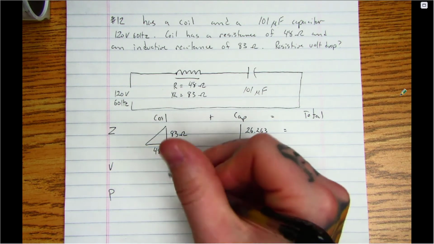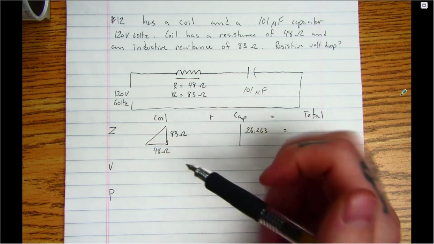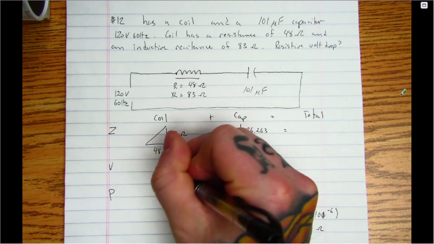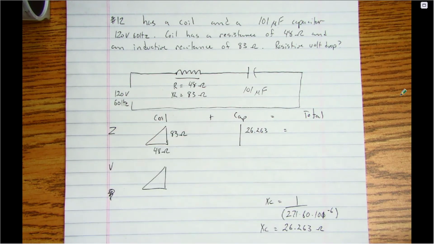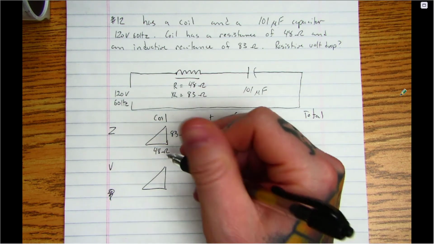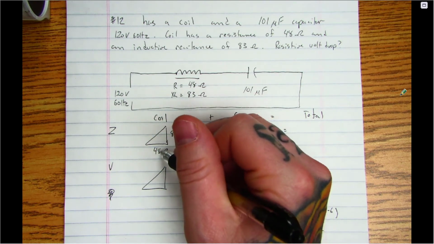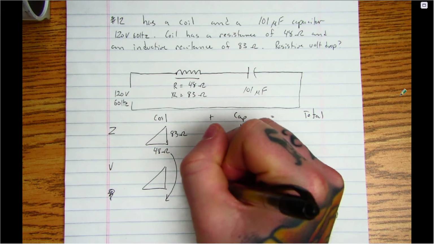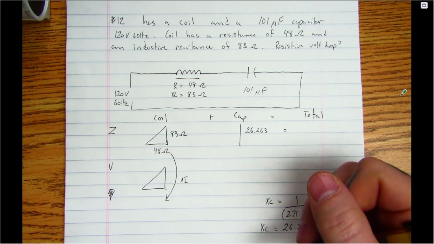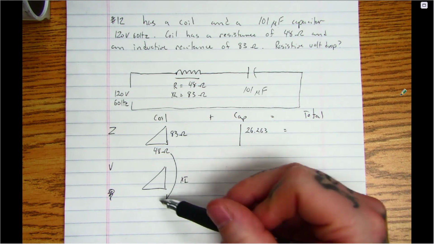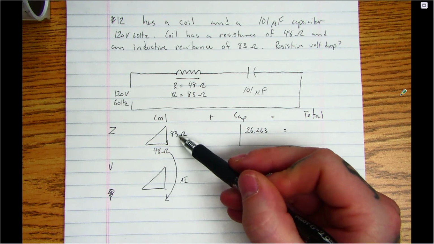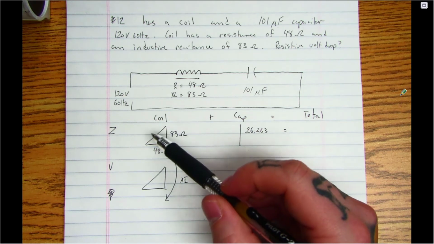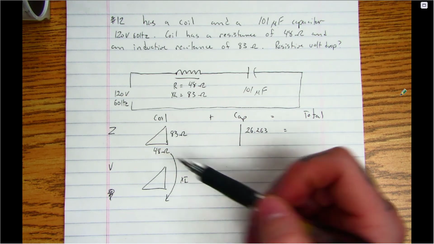So it wants the resistive volt drop. This is the resistance of the coil. When I draw my voltage triangle, I'm just going to scratch that out because we don't have to talk about power right now. All I need to do is find current, and then I can multiply this value times the current, and I'll have my resistive volt drop. If it asks for the reactive volt drop, I would multiply this by current. If it asks for the total volt drop of the coil, I would multiply this value by current.